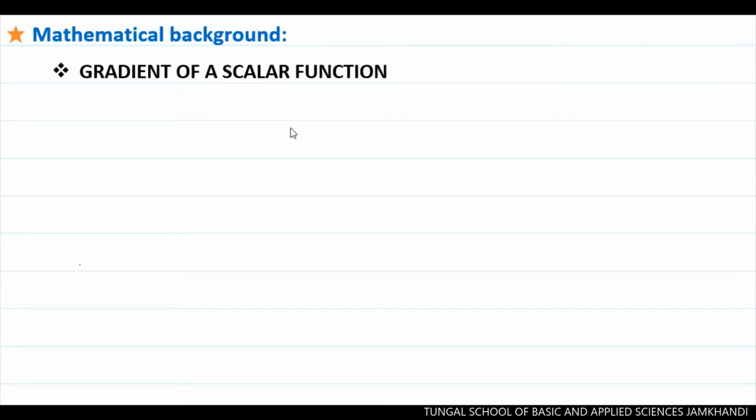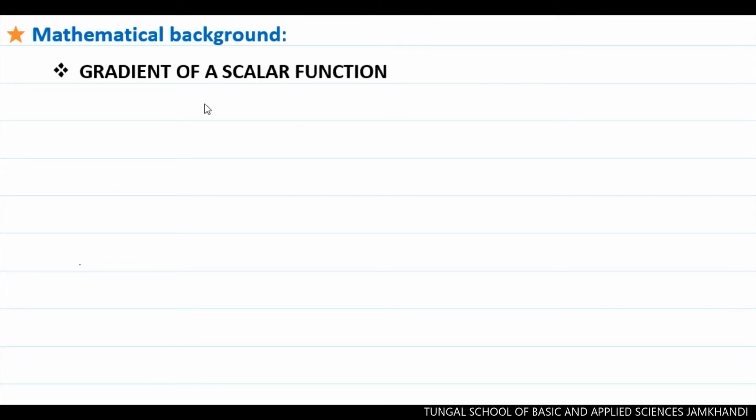Yesterday we went through the syllabus and the points we are going to discuss in this electromagnetic theory unit. The first part of this unit is the mathematical background. To understand the concepts of electromagnetic theory, we need to understand all these mathematical tools which we are going to use in this unit, right?